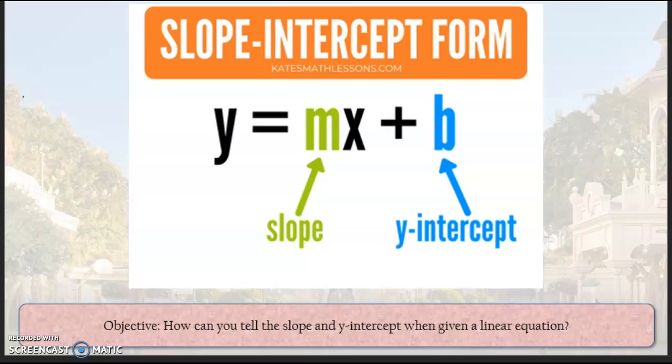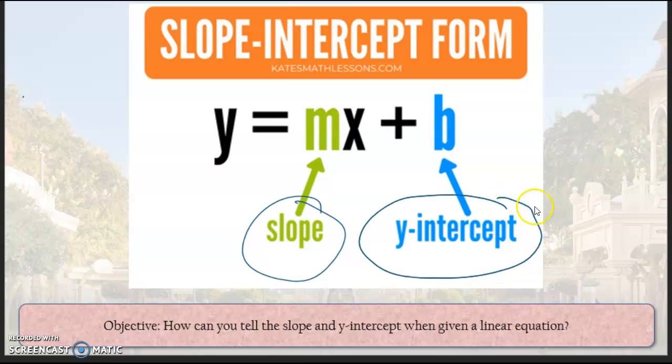All right, so this week, we're going to review slope-intercept form. Slope-intercept form you've seen before. It's y equals mx plus b, where your m is your slope and your b is the y-intercept. So these are the two things that I want you to take away from this week.